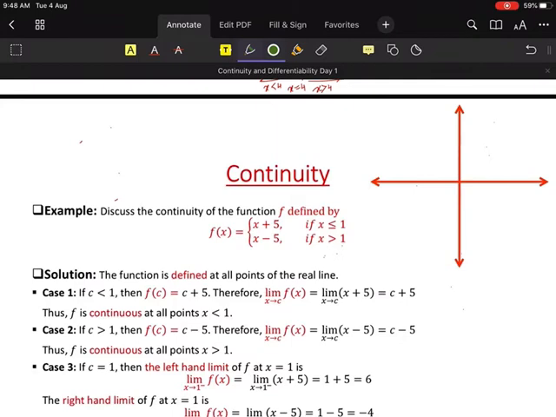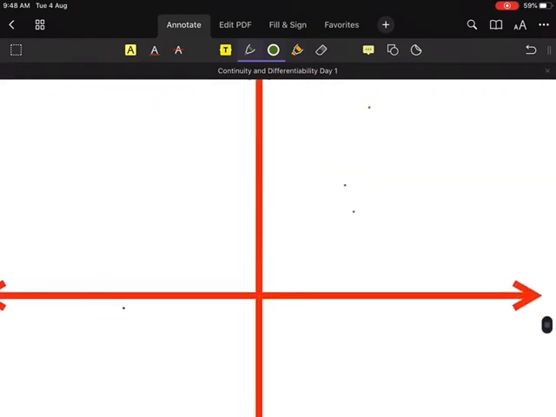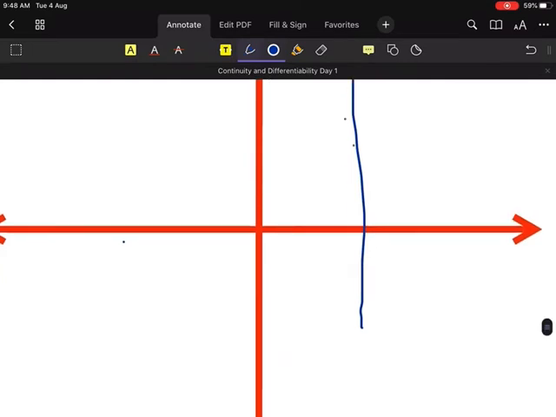So first thing, let's draw. At the point 1, the function is changing its form. When x is less than 1, it's x plus 5. When it's greater than 1, it's x minus 5. So in this graph, I will draw a line at the point x is equal to 1. I'm drawing a line like this.